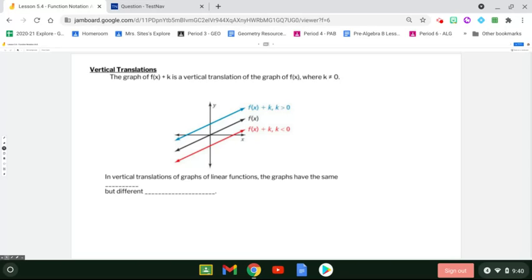So for example, if we started with the black line and we shifted up a couple units, that would take us to the blue line. And that couple units that we went up is indicated by whatever that value is here by plus k. If we started at the black line and we went down a couple units, that would be whatever that value would be in red. Okay, so in vertical translations of a graph of linear functions, the graph will have the same slope but have different y-intercepts. So we are going to be focusing on y-intercepts when we take a look at vertical translations.